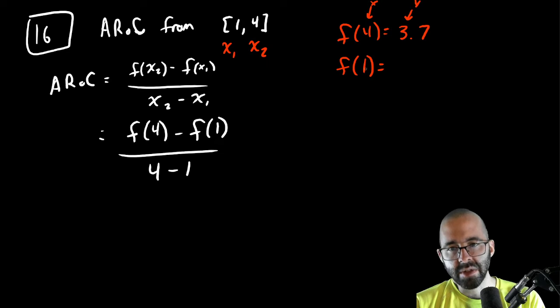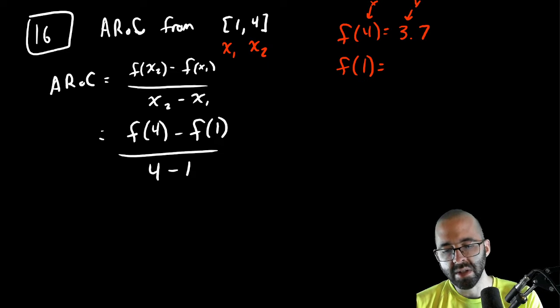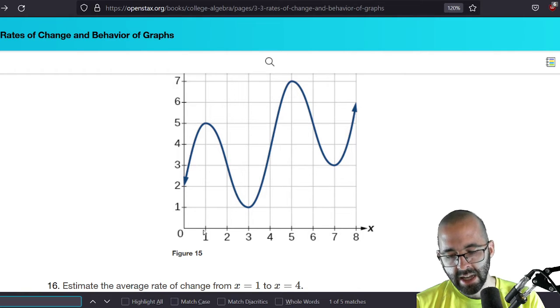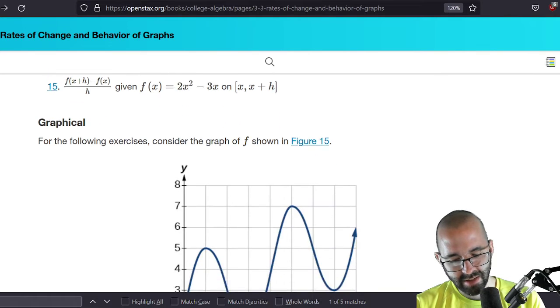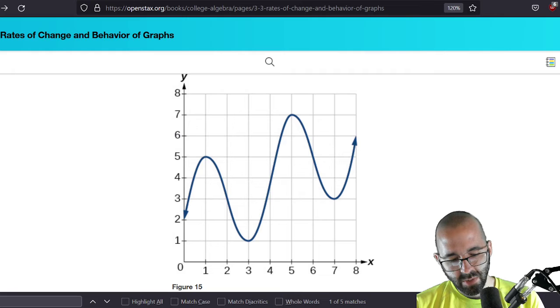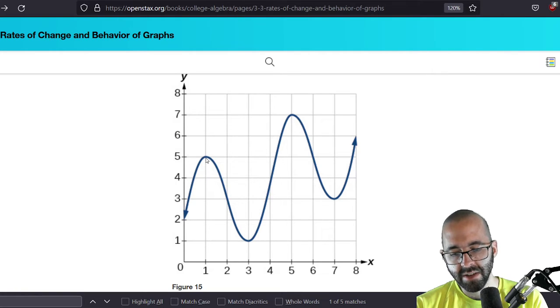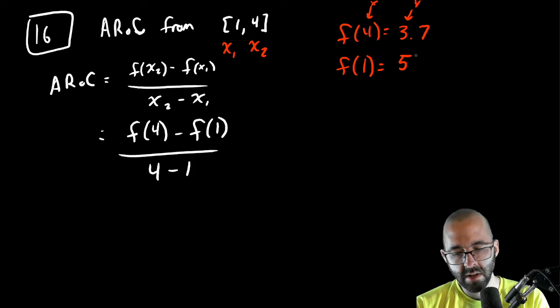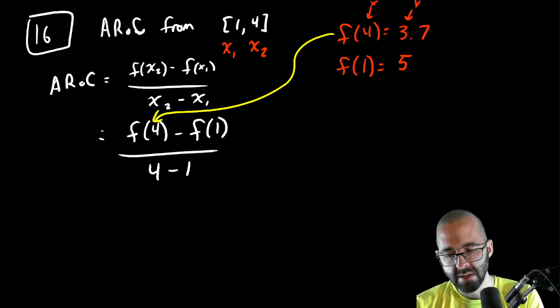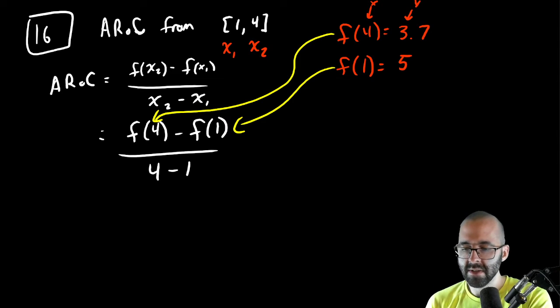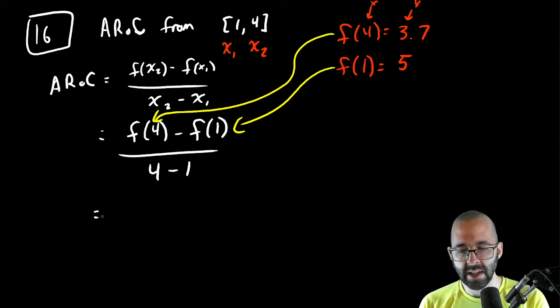When the x value is 1, what is the y value? When the x value is 1, the y value is 5. So let's plug these in. This is what f of 4 is. This is what f of 1 is. Let's replace them. f of 4 is about 3.7. f of 1 is about 5.